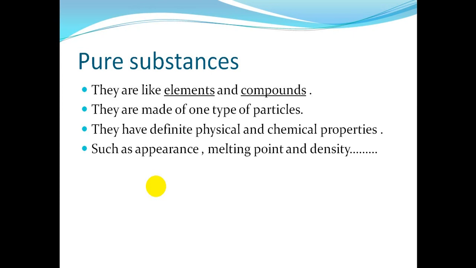So here we have to know that pure substances have only one kind of particles inside. If they are elements, they are made of the same atoms. If they are compounds, they are made of the same molecule, and we will explain what a molecule means. They have definite physical and chemical properties. Each kind of element has different properties, like gold has different properties than silver, than aluminum, than copper. Every one of them has different physical and chemical properties.